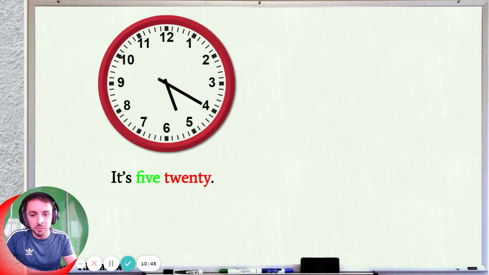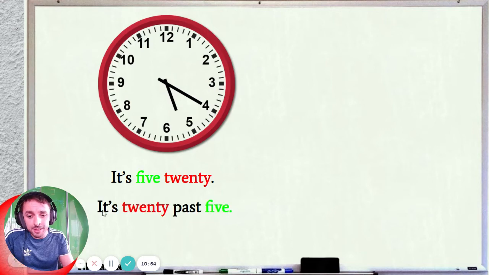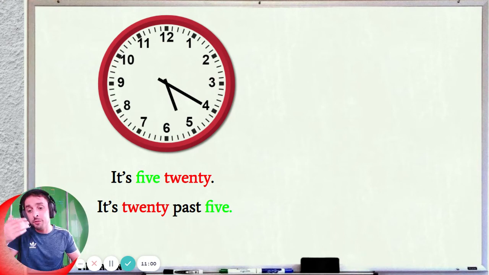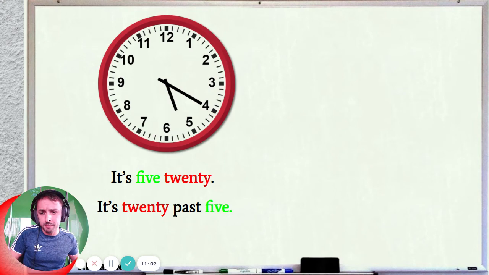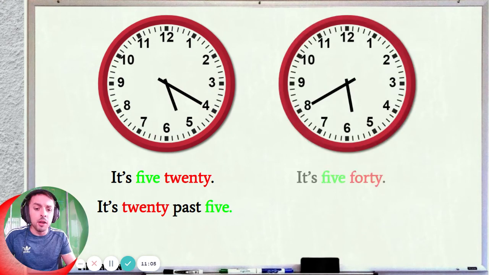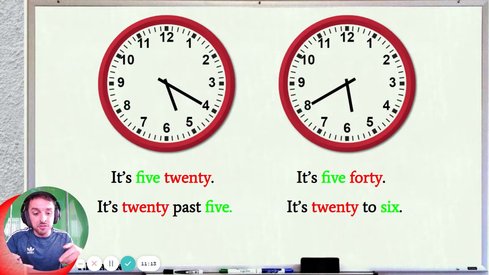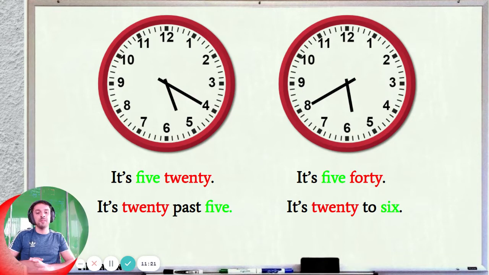Okay, so let me go over this again. This clock was 5:20, but you could also say it's 20 past 5. Both are the same. It's 5:20, it's 20 past 5. Now this one, you could say it's 5:40, but you can also say it's 20 to 6. There's 20 minutes to 6 o'clock. It's 20 to 6. Okay, so here is the one we know, and here is the advanced.